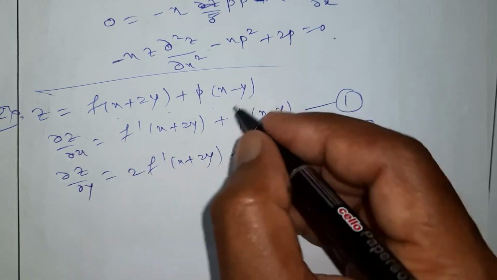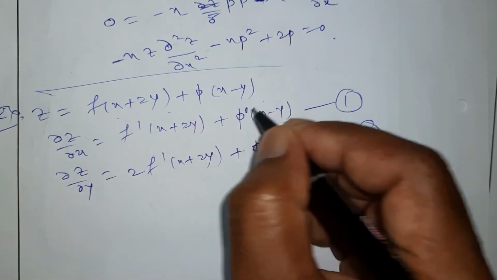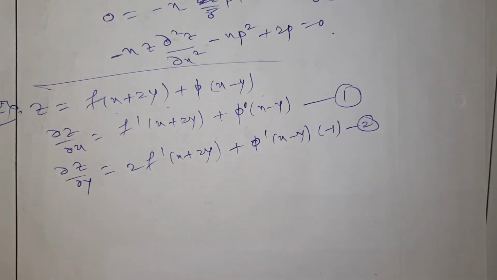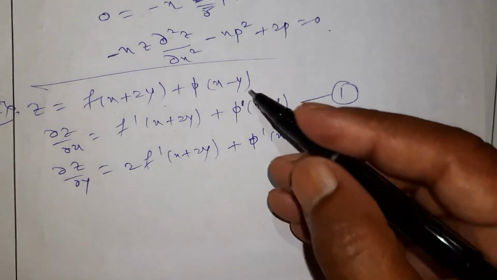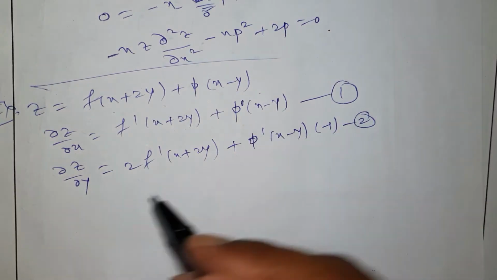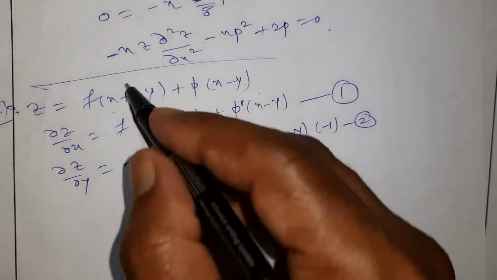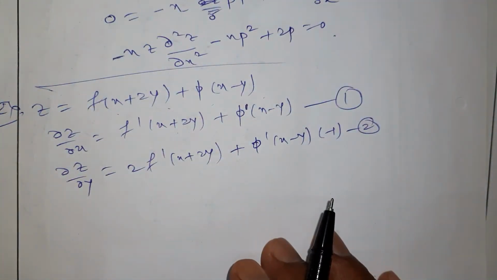Here it is phi dash, phi dash of x minus y. Just a dash we have to take to indicate the derivative. But from these two equations we don't get any idea, because in the second equation a 2 is present and a minus sign appears. So we can't get any idea from these. So we take one more derivative.